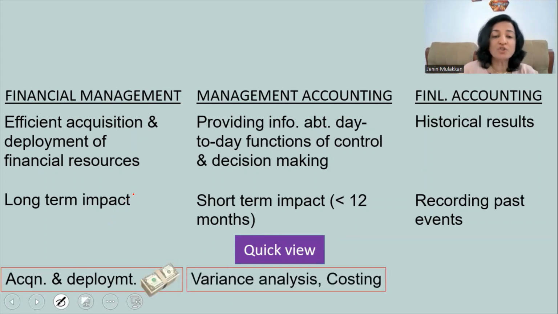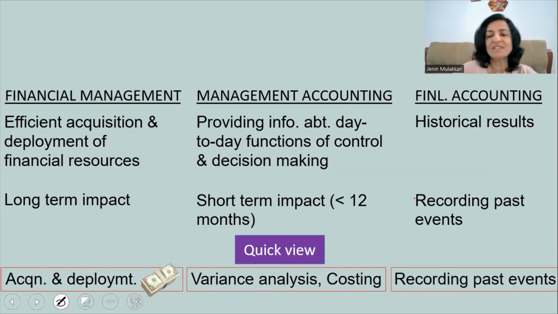Management accounting is usually related to variance analysis, because variance from the budgets and any decisions relating to the costing aspect, that is how the overheads have to be divided between the products to arrive at the correct cost of the product, whether we have to adopt ABC costing or whether we have to adopt absorption costing to divide the overheads again to arrive at the cost of a particular product. And financial accounting, as you know, it is just recording of past events.